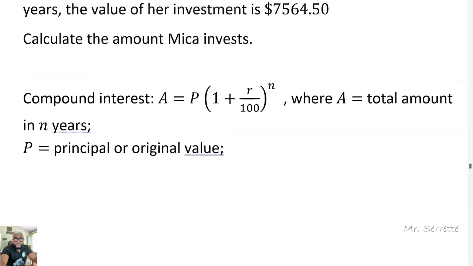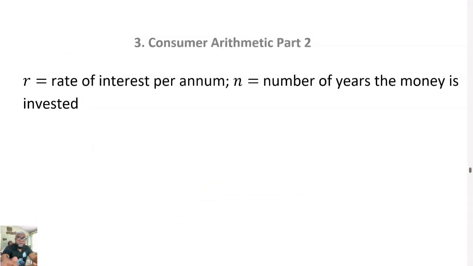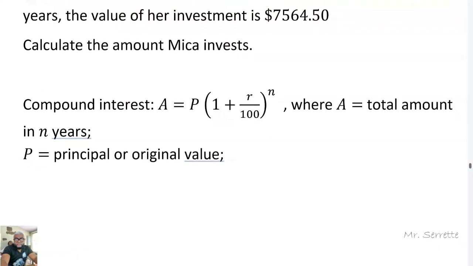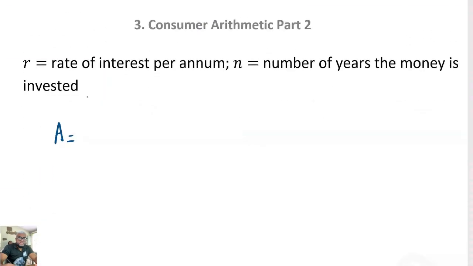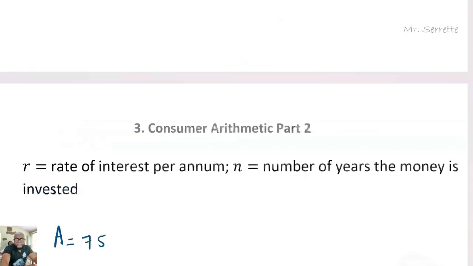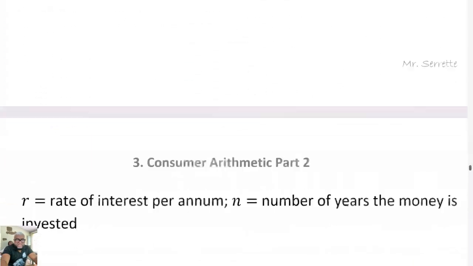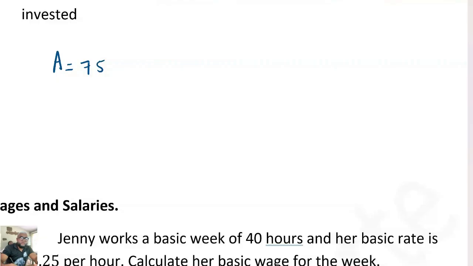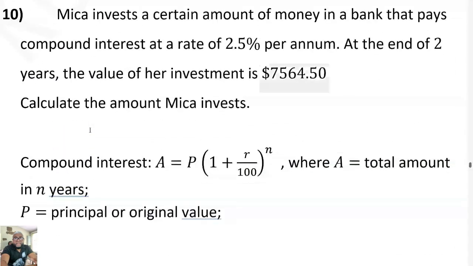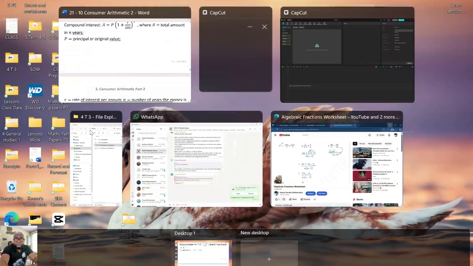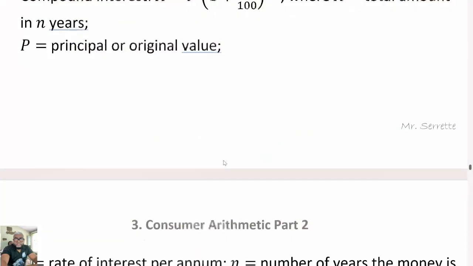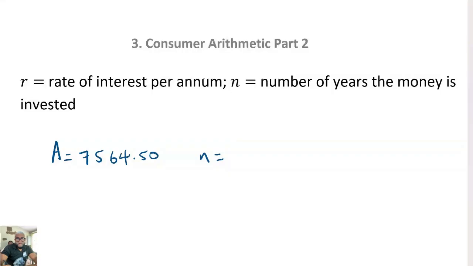So let's work the formula. We have A, which would be $7,564.50. We have the years, which is N, at the end of 2 years. So N will be equal to 2.